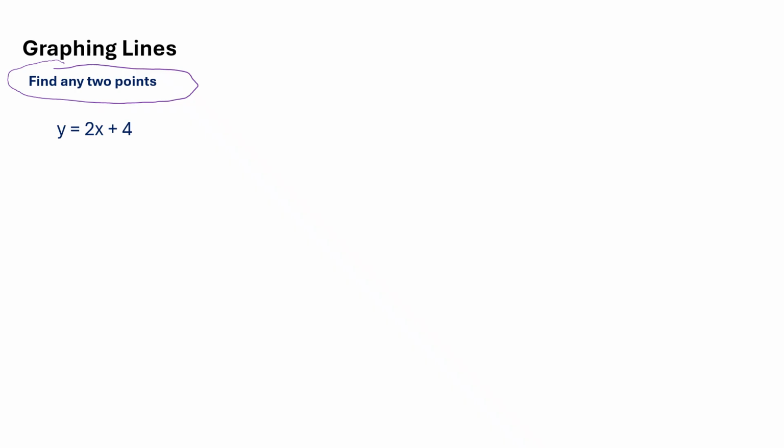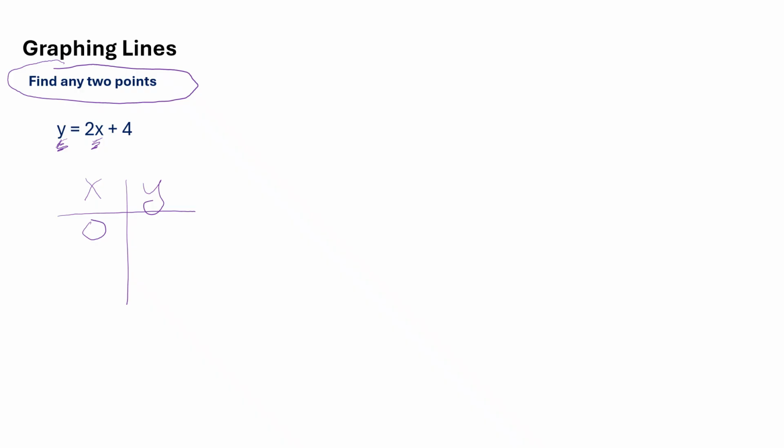So if we have this as our example, y is equal to 2x plus 4, it means we're trying to figure out an x and a y that will make this true. A way that I think is often the quickest is if I set up a little table. So I've got my x, I've got my y, and I'm just going to pick a number for x. And I'm going to pick a number that's not too complicated. So 0 is often a nice one.